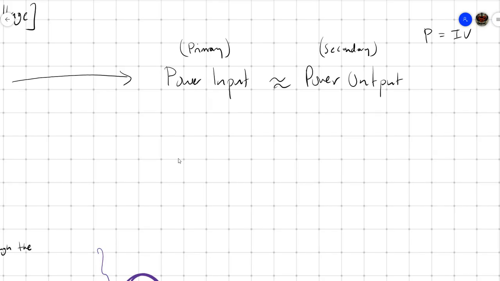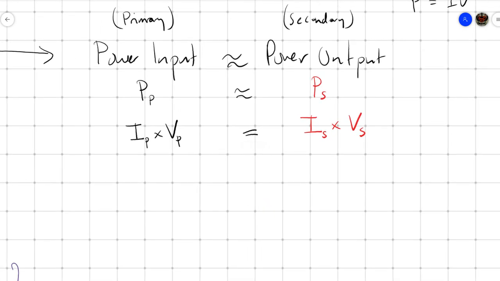So what does this mean? This means that if we have power for primary equal to power for secondary, then I have I multiplied by V equals I multiplied by V. This will be primary, so Ip, Vp, and this will be Is, Vs in this case. So I end up with this equation there, because they are the same.